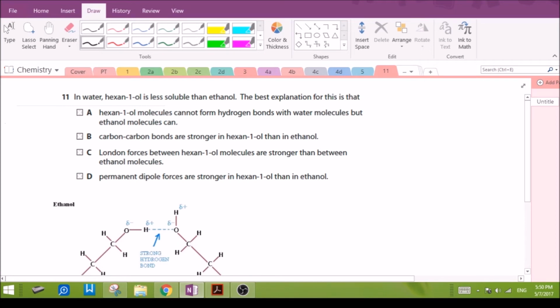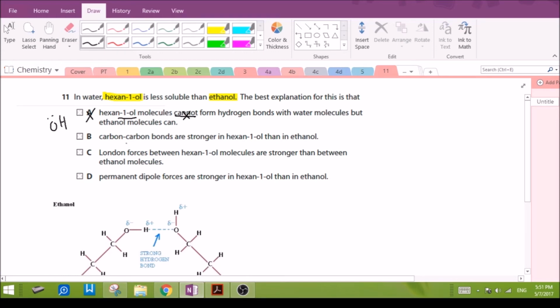Number 11. In water, hexanol, a 6-carbon alcohol, is less soluble than ethanol, the 2-carbon alcohol. So what is the best explanation for this? A. Hexanol cannot form hydrogen bonds with water molecules, but ethanol can. Now this is not true, right? Because hexanol also has the hydroxyl group that allows it to form hydrogen bonds with water molecules. So it can form hydrogen bonds with water molecules. So A is not correct.